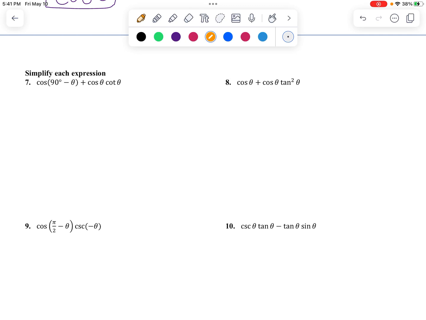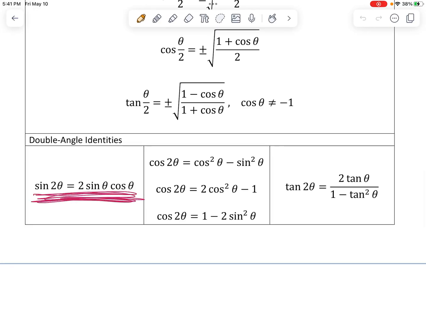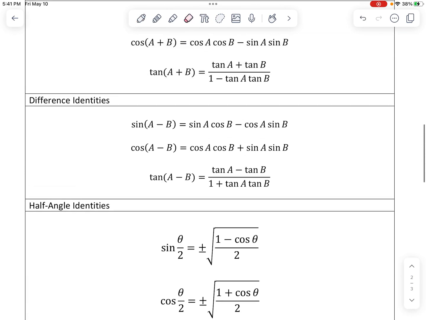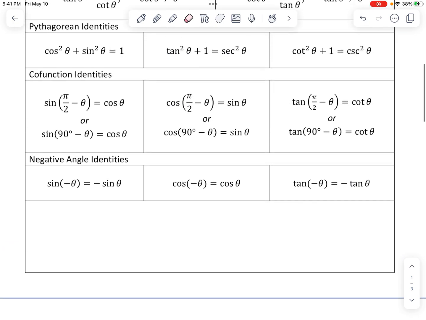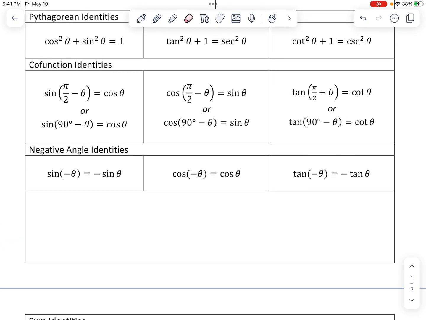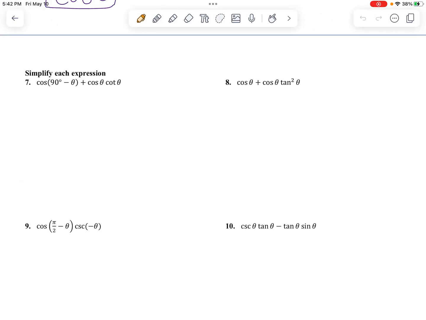Simplify each expression. Cosine of 90 degrees minus theta plus cosine of theta, cotangent of theta. My angles are not all the same. Now, we've been working a lot lately with the sum and the difference identities, which you can use here, but always double check when you see 90s, is it a cofunction identity? It'll get you the same thing, but it's easier. And it was cosine of 90 minus theta, which is sine. So let's do that direction instead. So I get sine of theta plus cosine of theta, cotangent theta.